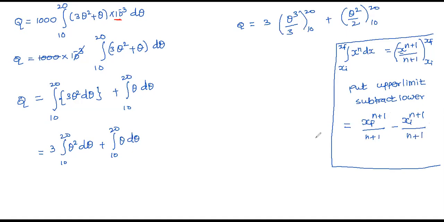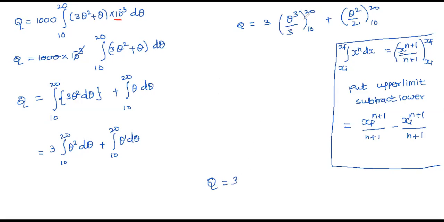Understand? So here also, x is what? Theta, n is 2, and this is dx. So theta square d theta, I did theta power 2 plus 1 by 2 plus 1, and therefore I got theta cube by 3. Similarly here the power is 1, and therefore it is theta square by 2, lower limit is 10, upper limit is 20. So let's move ahead. So this is q is equal to 3.